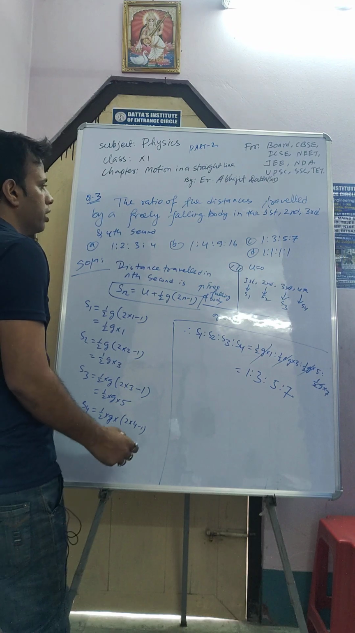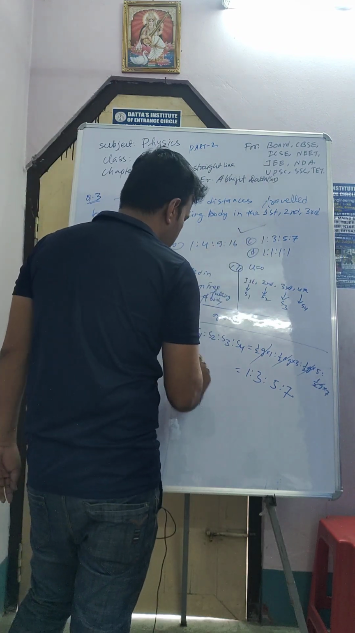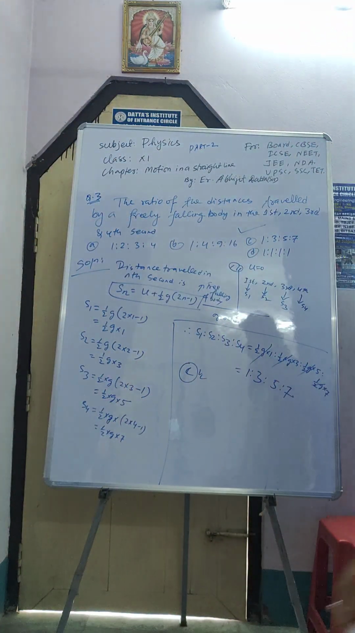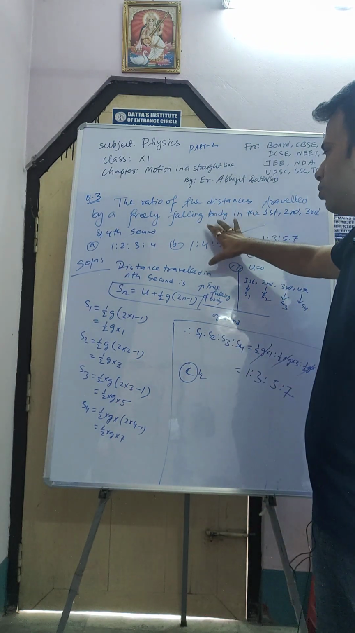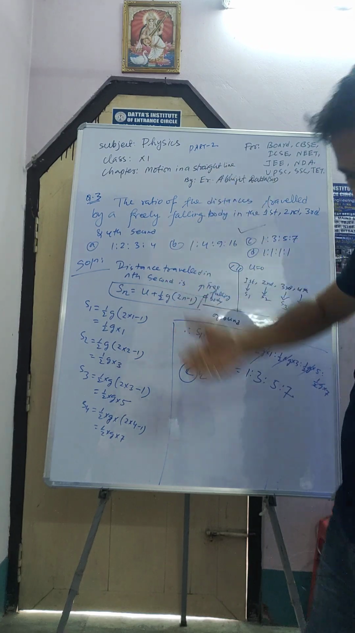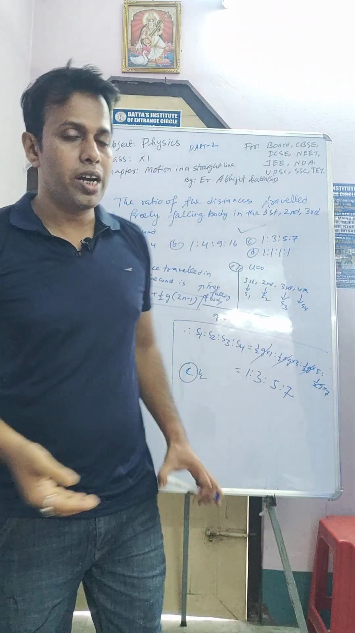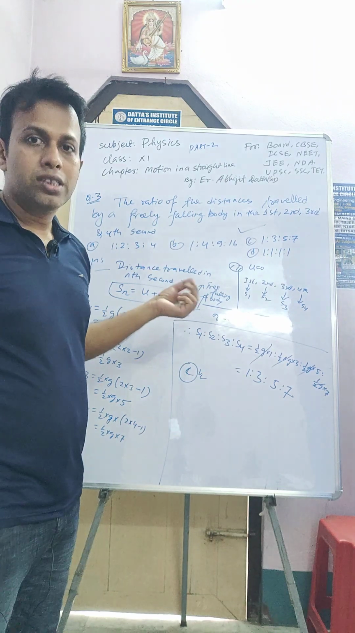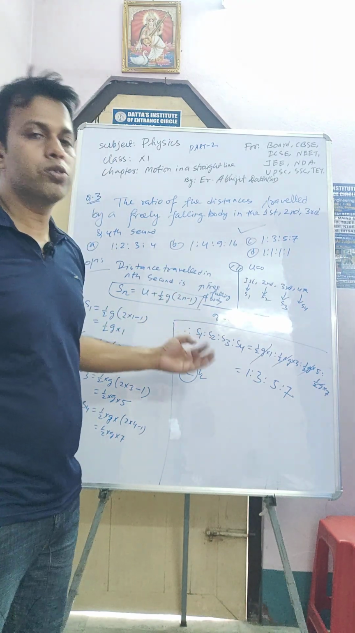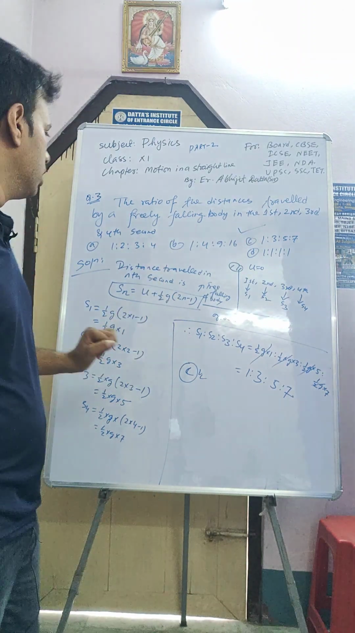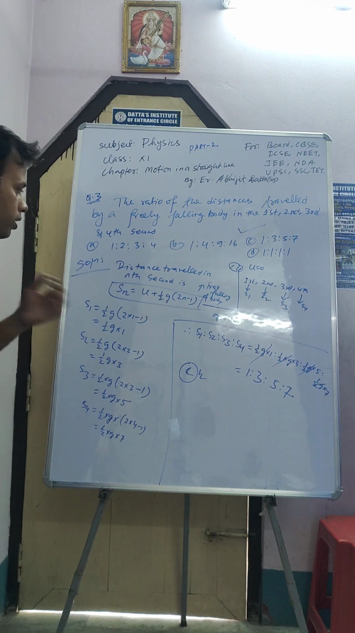So which option is correct here? Option C is the correct answer. Okay, got my point? Since they are telling for the free falling of a body, the initial velocity will be 0, and they ask for the first, second, third, fourth second distance. If they ask for the total distance in the first second, 3 seconds, 4 seconds, then we have to use a separate formula, that is s equals ut plus half g t square, in that case. Okay, got my point?